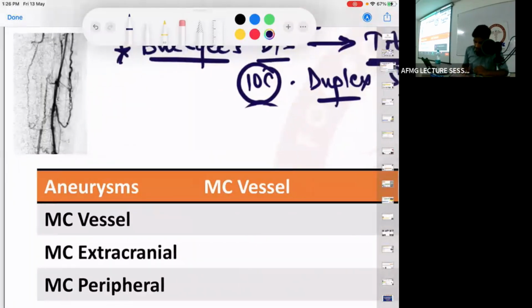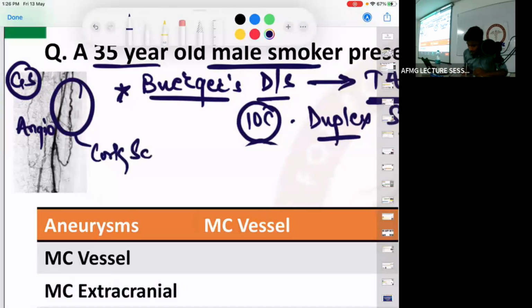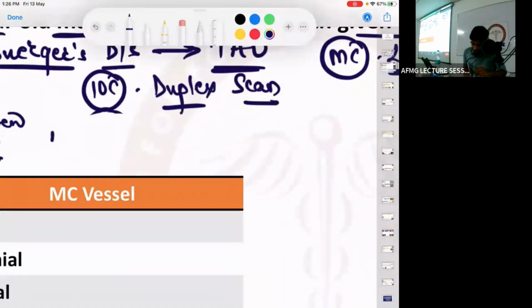And on angiography in Buerger's disease, which appearance will we get? Very good. Here you can see a femoral artery, and on gold standard investigation, that is angiography, which appearance will we get? Corkscrew appearance. So corkscrew appearance or rosary bead appearance on angiography suggests Buerger's disease. Which appearance is seen on angiography in Buerger disease? Corkscrew appearance.